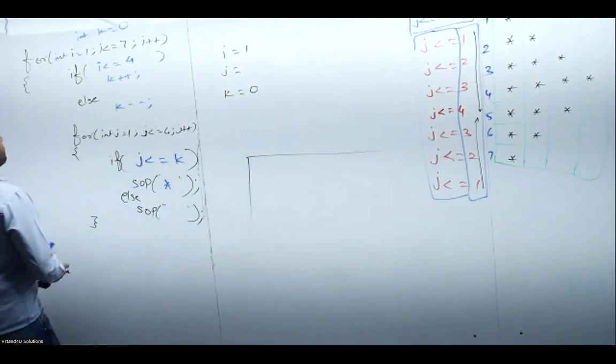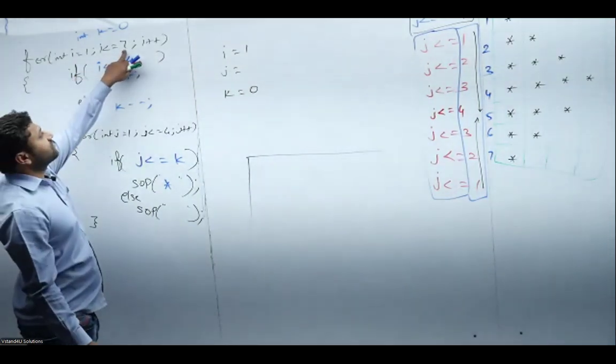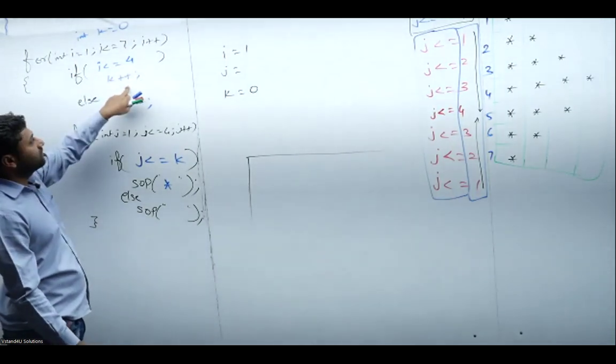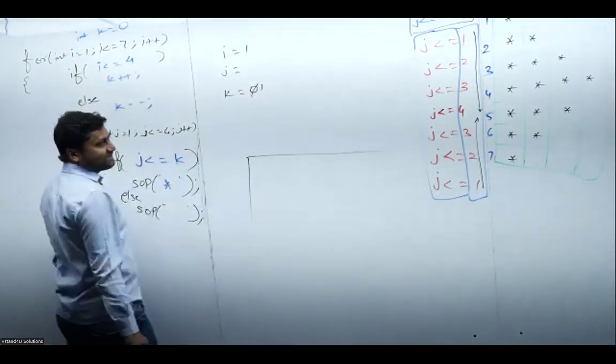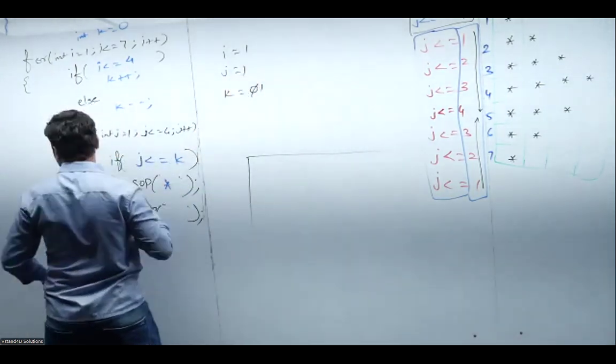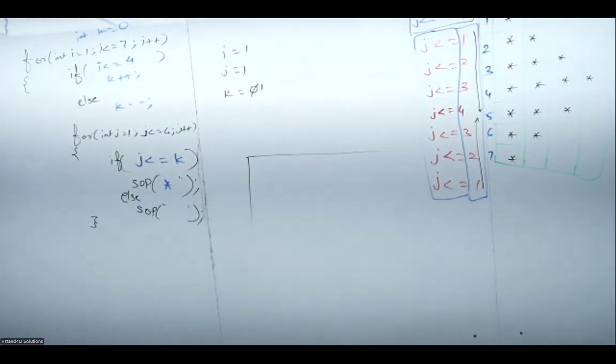Agree? Okay, sir. I is 1. 1 is less or equal to 7. Condition 2: 1 is less or equal to 4. Then, thank God, K is 1. Then comes over here. J value becomes 1. Am I right? J value becomes 1.